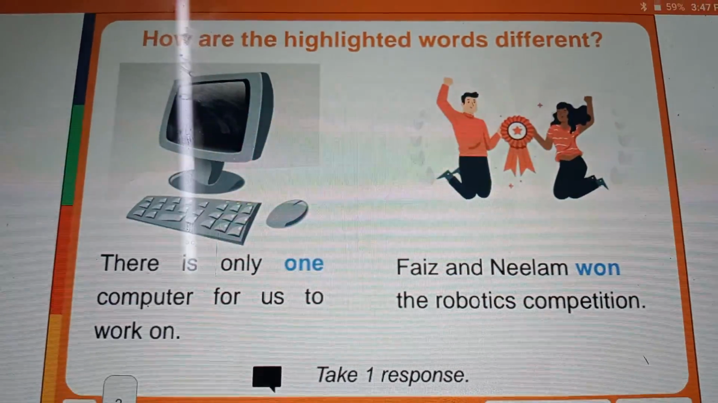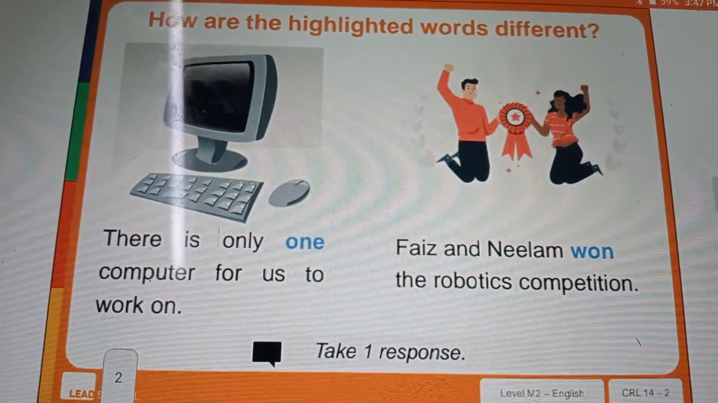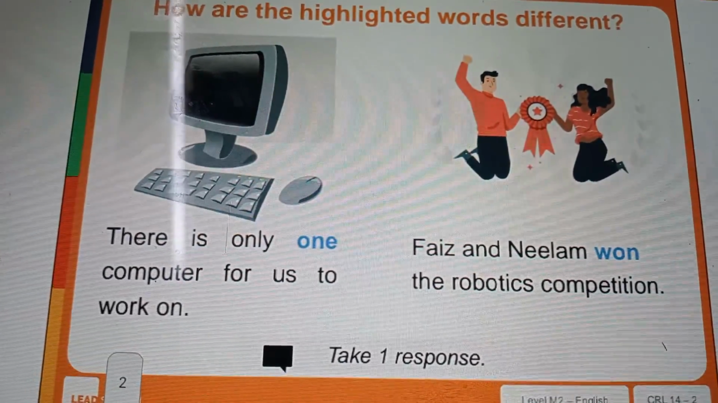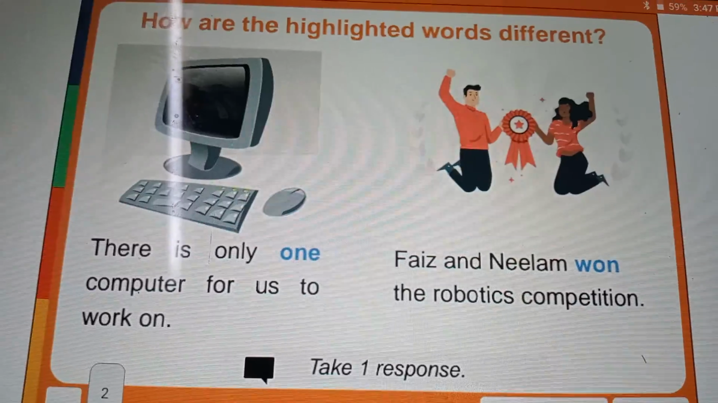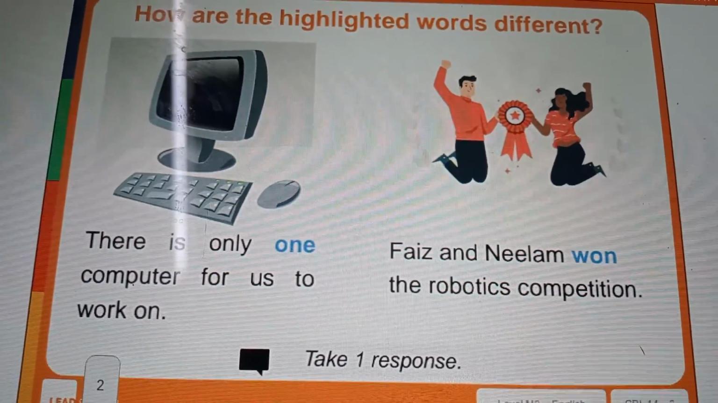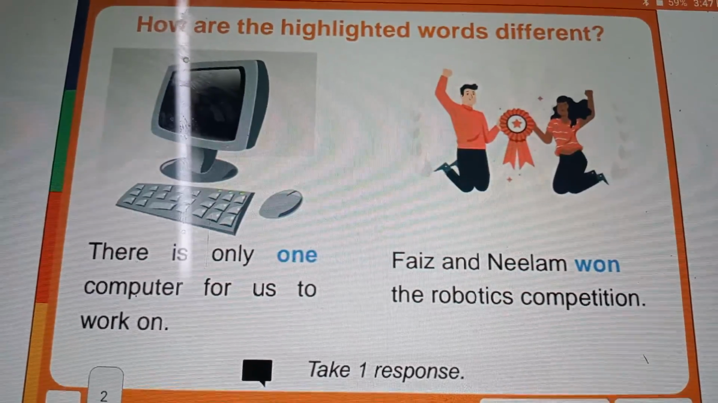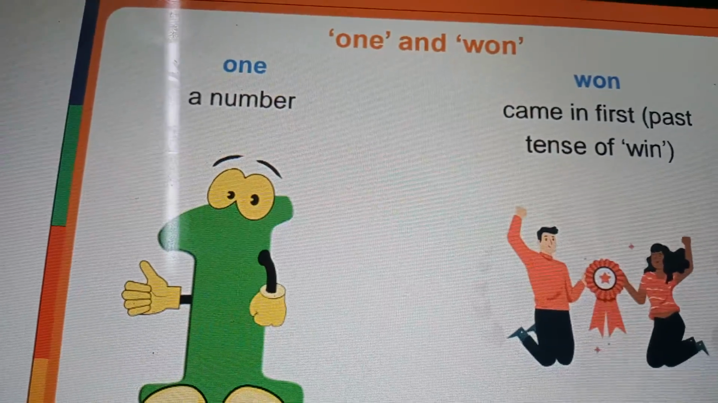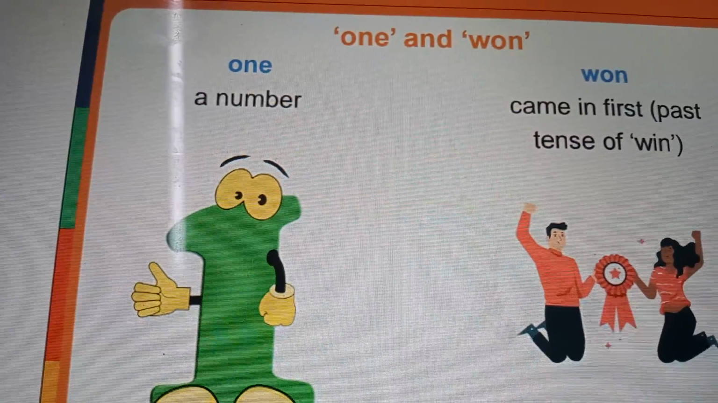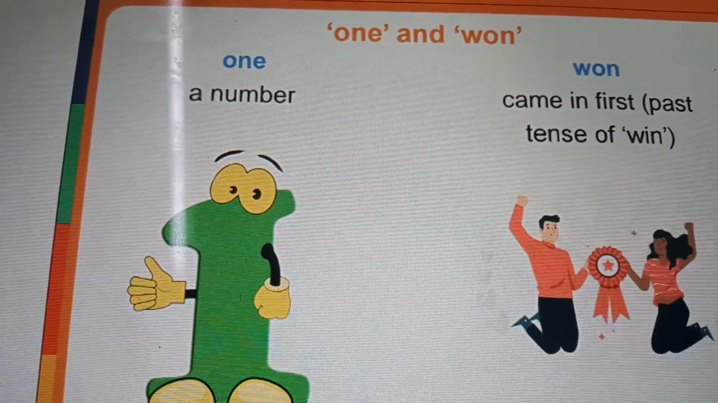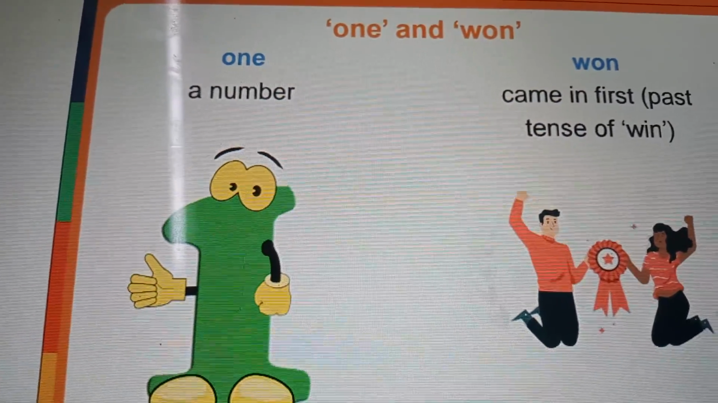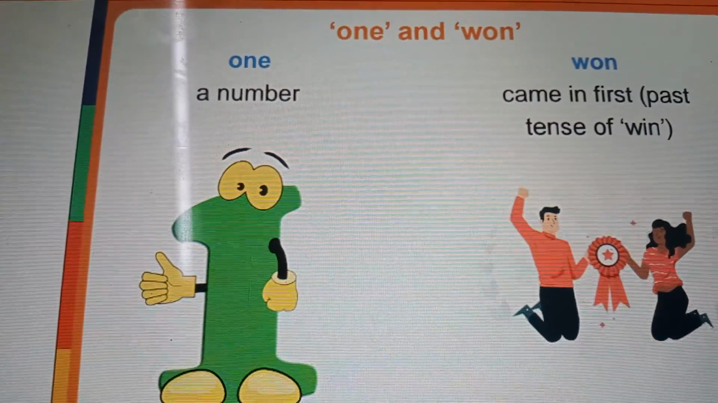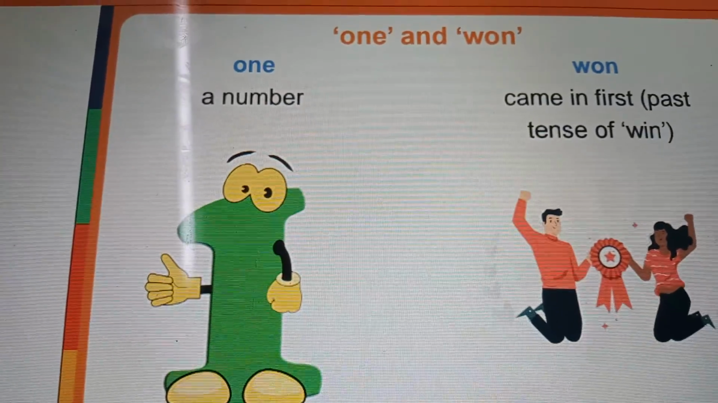See how the highlighted words are different. There is only one computer for us to work on. Faze and Neelam won the robotics competition, right? See that one and won have the same pronunciation but different spelling. One means a number. Here, won means came in first, past tense of win.